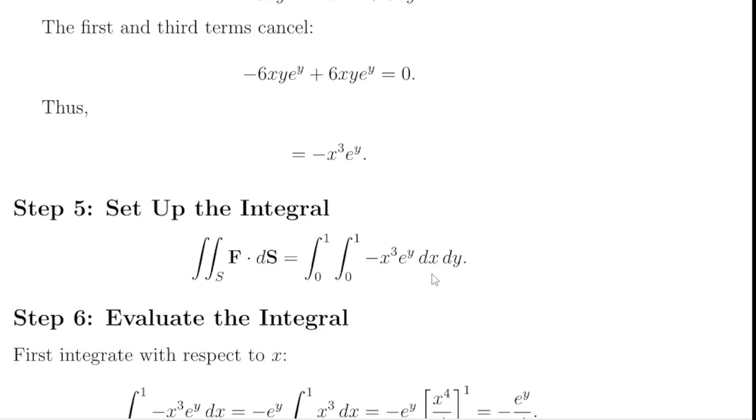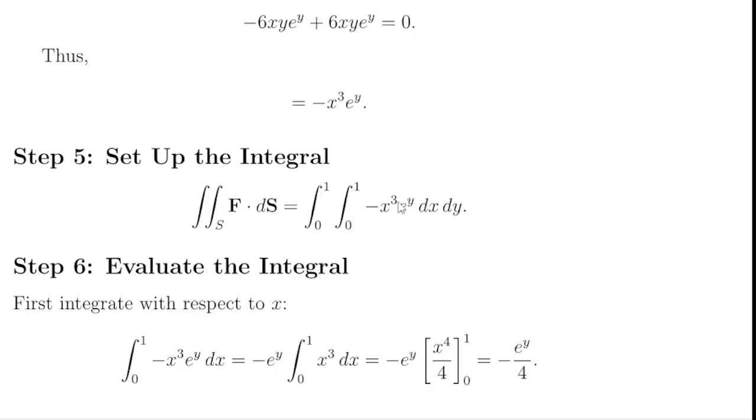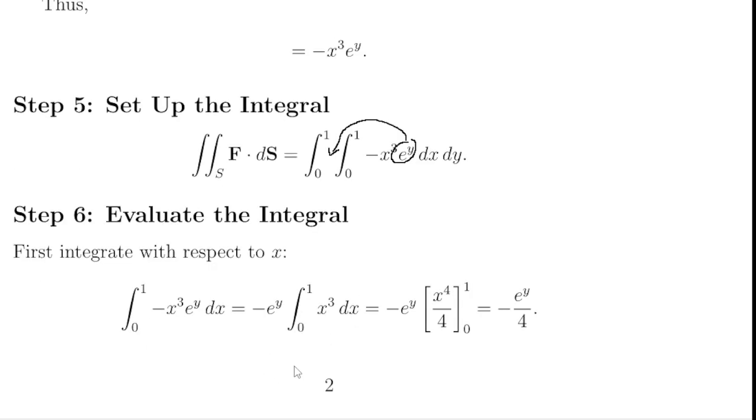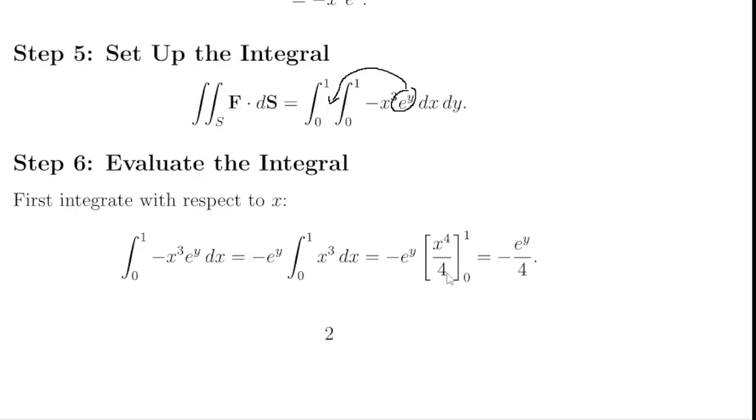Now recall that x and y were between 0 and 1. So we're going to choose to integrate first with respect to x. And we have negative x cubed. e to the y is going to be a constant which can be pulled outside. And so integrating x cubed, we get x to the 4th over 4. Plug in 1 to get 1/4. Plug in 0, we get 0. So that inside simplifies to just negative e to the y over 4.